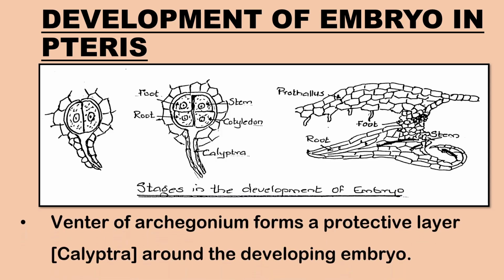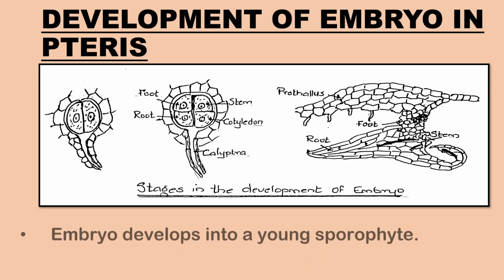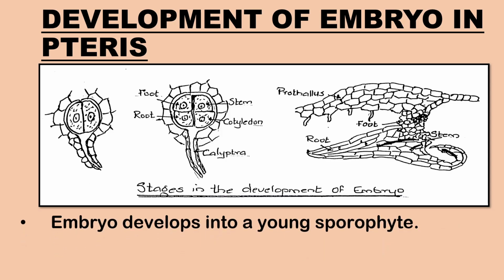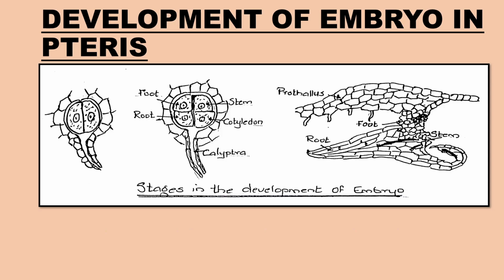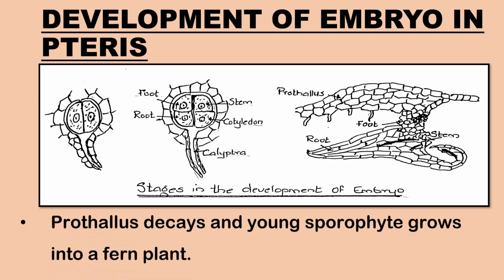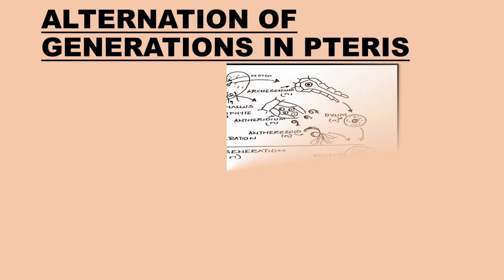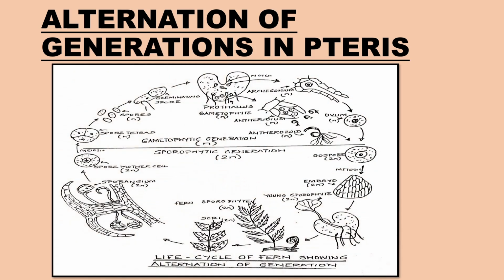The venter of the archegonium forms a protective layer around the developing embryo known as the calyptra. The embryo soon develops into a young sporophyte. The prothallus decays and the young sporophyte grows into a fern plant. Finally, we shall learn about the alternation of generations in Pteris.